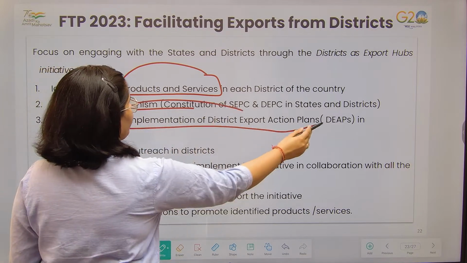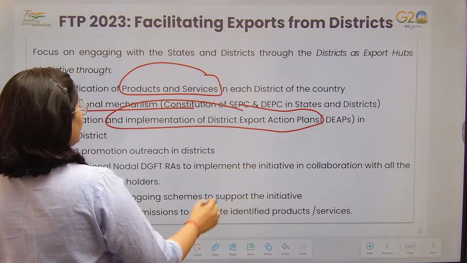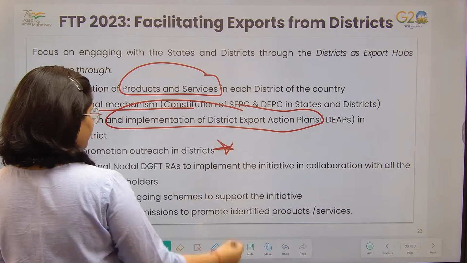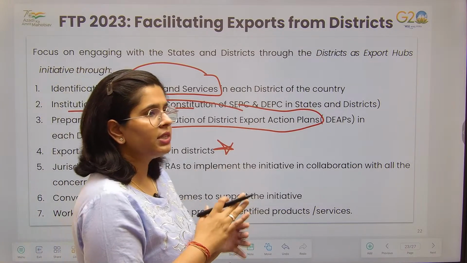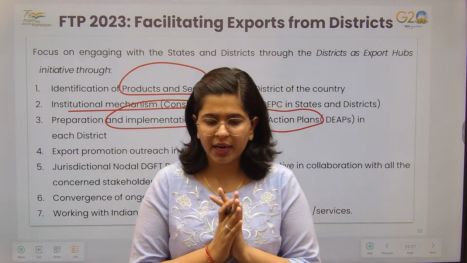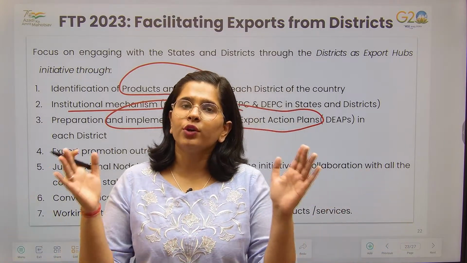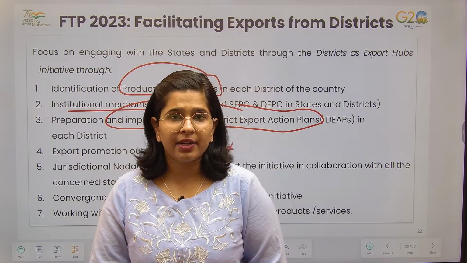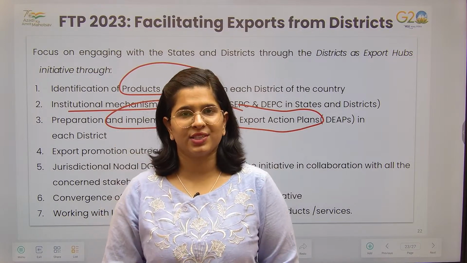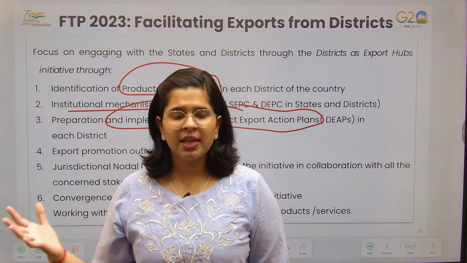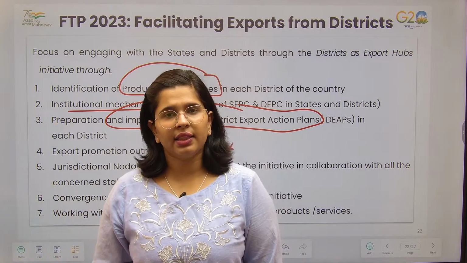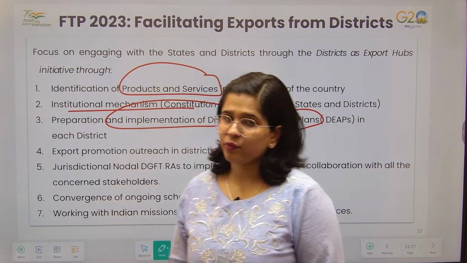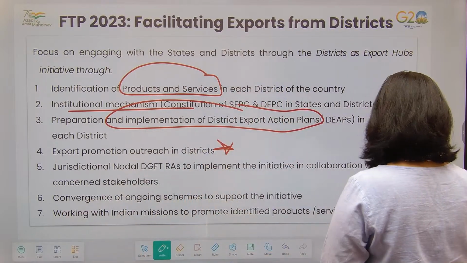District export action plans will be prepared, correct? Export promotion will be done in the districts. Whatever trade schemes are currently ongoing in India, we are going to converge all of them, and we are going to establish these districts as export hubs. Very simple topic. The detailed things are obviously going to be in the FTP, so we have to understand only this much as of now.